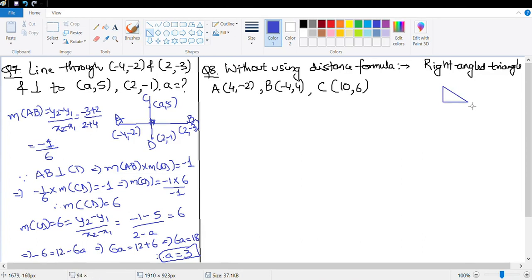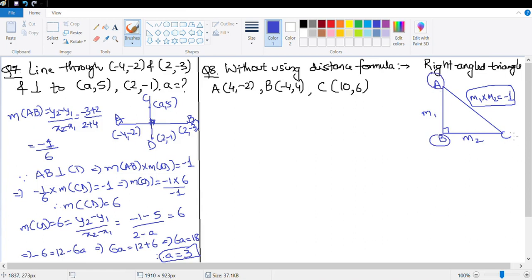The only thing that we know about a right angle triangle is that any two sides will make an angle of 90 degrees. If this is A, this is B, this is C, I don't know which one is the 90 degree angle, but I know that M1 multiplied by M2 will give me -1. So let's first find the slope of AB and then the slope of BC. Well, this is theoretical. I don't know which angle is 90 degrees. Maybe it's angle A, so then we will have to look at the slope of AB and AC.